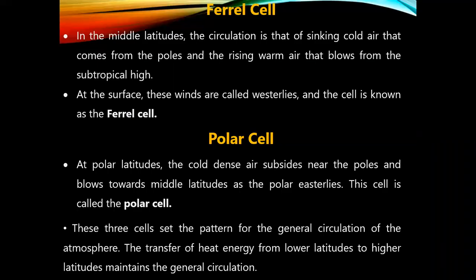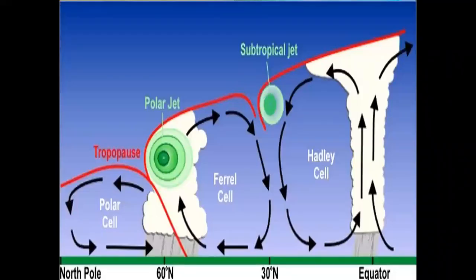Now, the Ferrel cell. In the middle latitudes, the circulation is that of sinking cold air that comes from the poles, and the rising warm air that blows from the subtropical high pressure belts. At the surface, these winds are called westerlies, and the cell is known as the Ferrel cell. The picture on the screen shows the Ferrel cell in the middle.